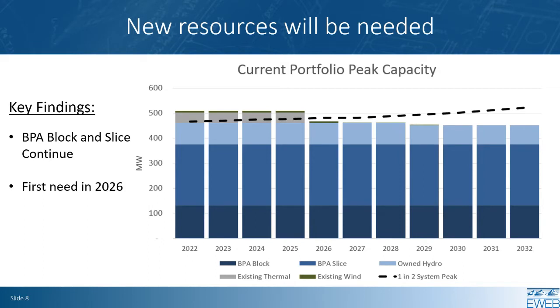So now that we've covered where we're at today, I can show you how that resource mix is expected to change over time. We'll start with our starting point here on the left. You'll see that peak capacity of 509 megawatts today in 2022, and the various resources that contribute to that peak capacity. And you'll note that our hydro portfolio really doesn't change over the study period. This is one of the first key takeaways from our reference case, that continuing BPA block and slice is one of EWEB's least cost portfolio options.